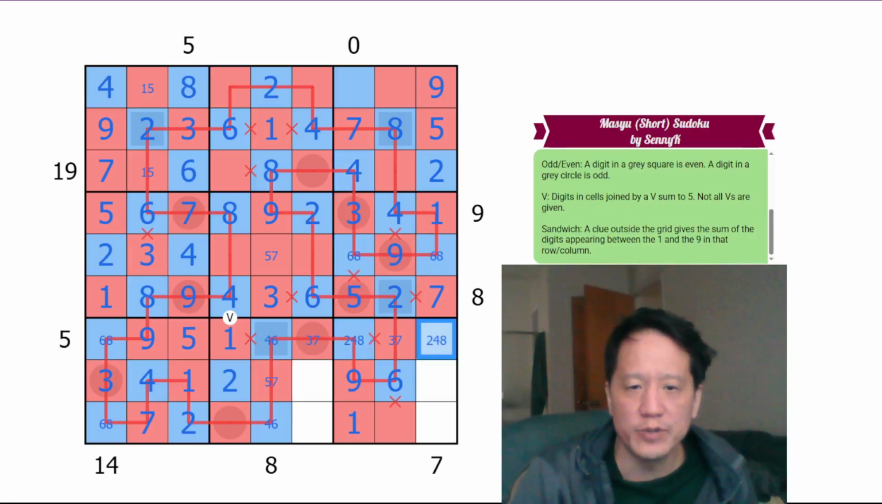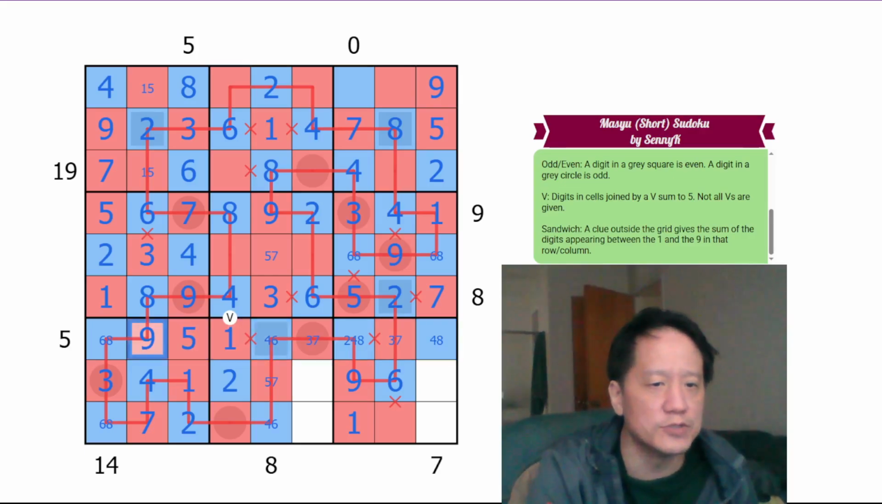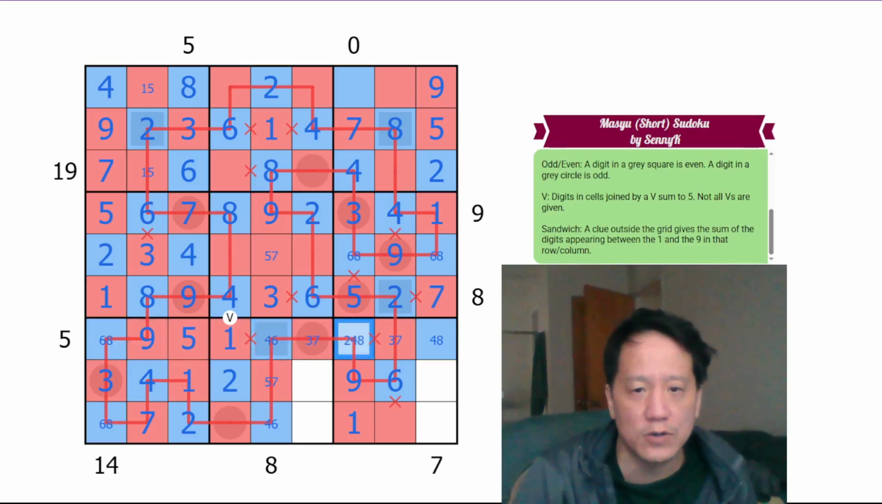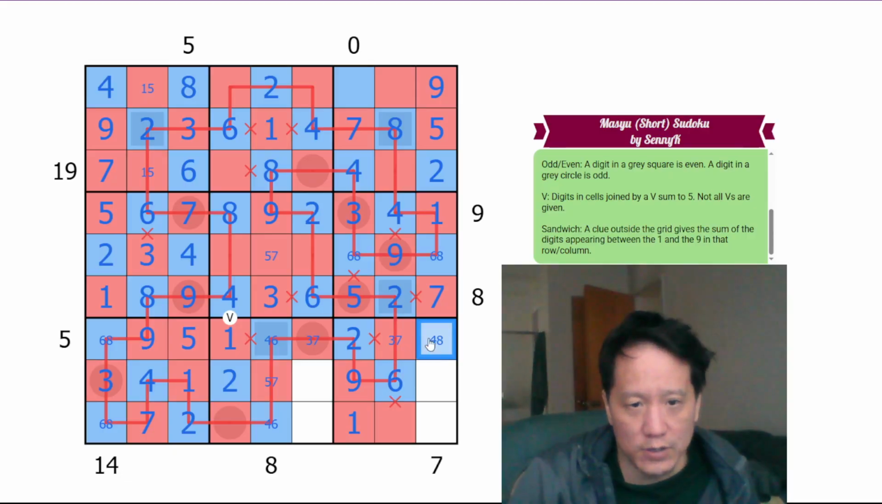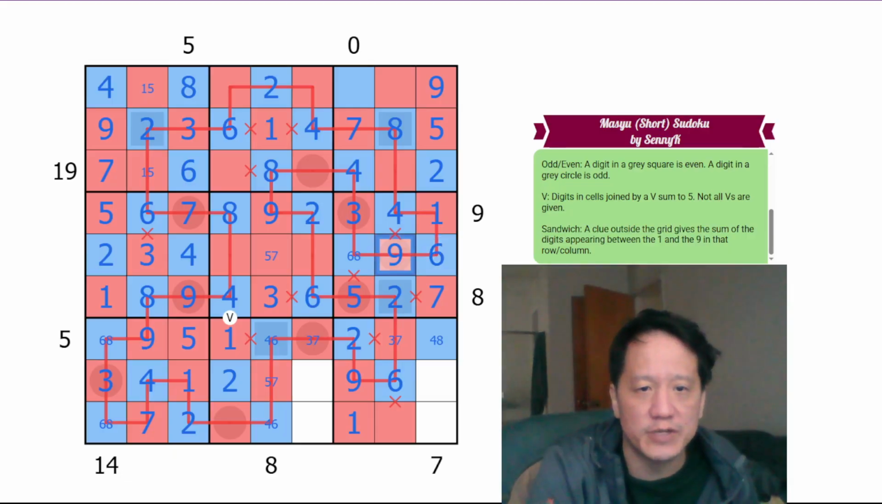This can no longer be 2. Where's 2 in row 7? It has to be here. So this is 2. Where are 4 and 8 in box 9? It has to be here. So this can never be 8. This is 6, which eliminates 6 here. So this is 8, which eliminates 8 here.